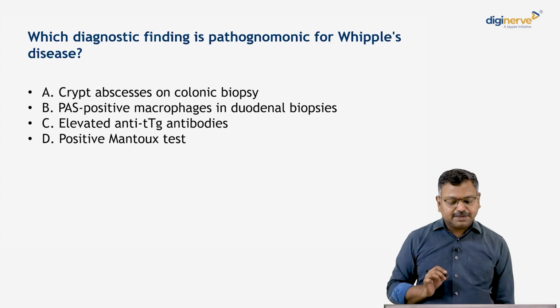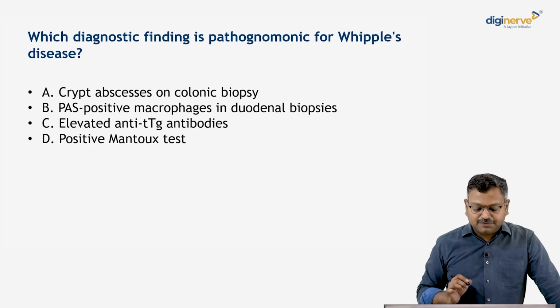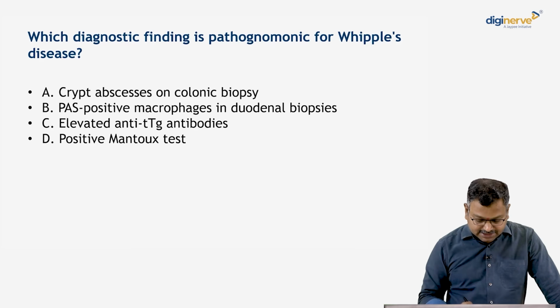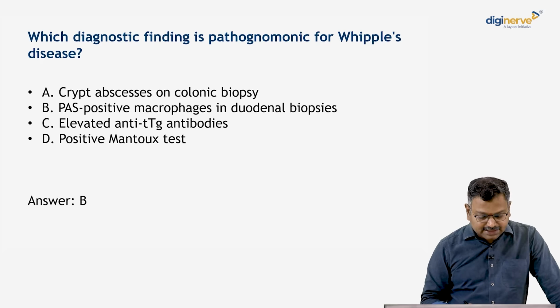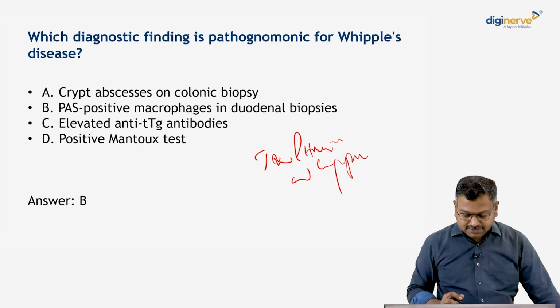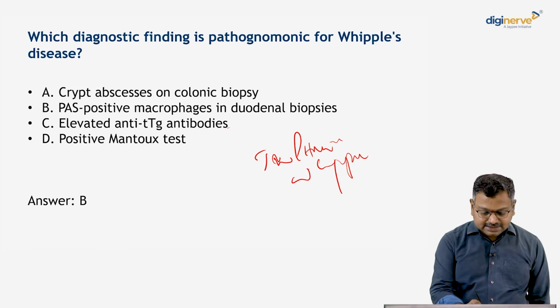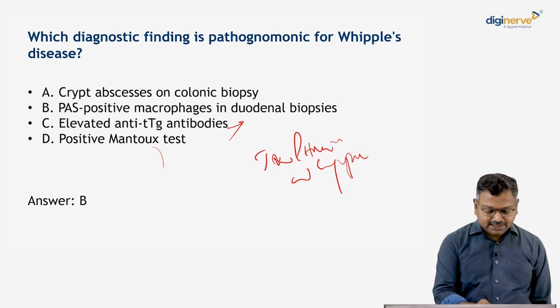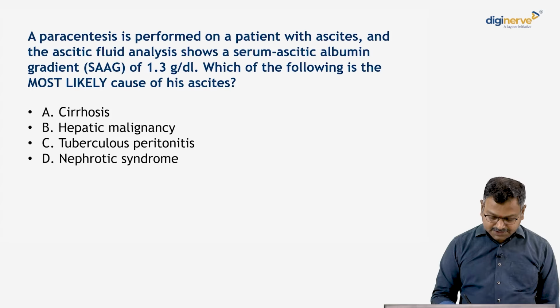What is the characteristic pathognomonic finding in Whipple's disease? Crypt abscesses, PAS-positive macrophages in duodenal biopsies, elevated anti-TG antibodies, positive Mantoux test. Remember, Whipple's is caused by the organism Tropheryma whipplei, which is a PAS-positive organism. Crypt abscess is classically in Crohn's disease, not in Whipple's. Anti-TG is in case of celiac disease. Positive Mantoux is in TB, whereas PAS-positive is characteristic of Whipple's disease that you see.